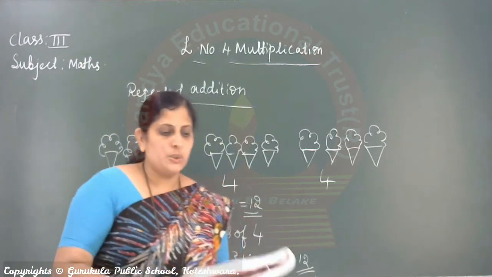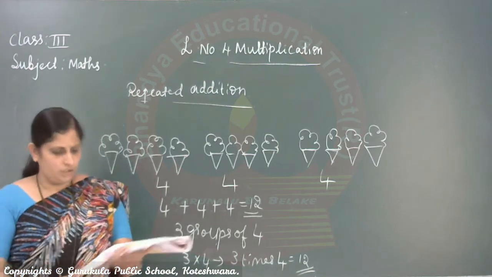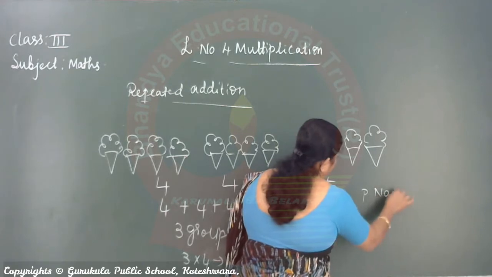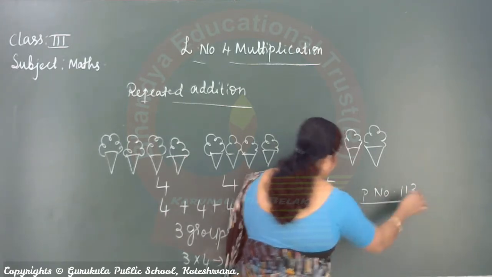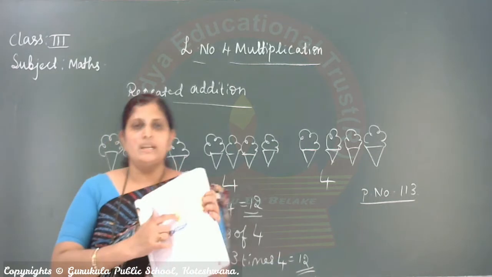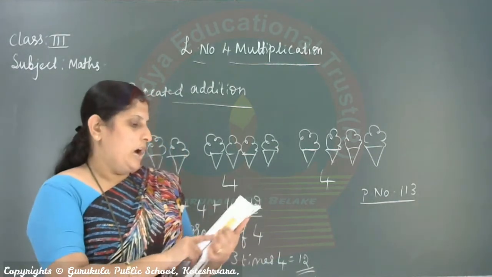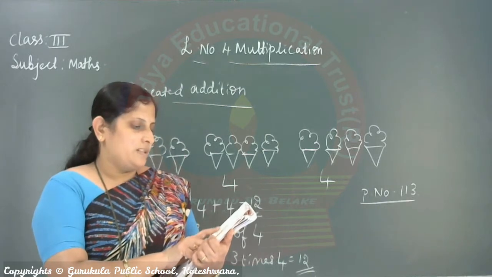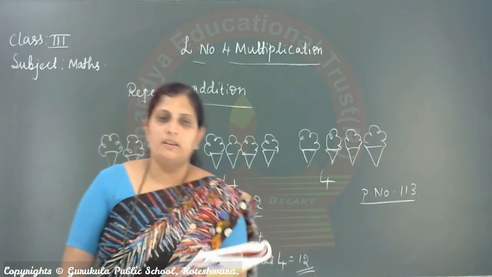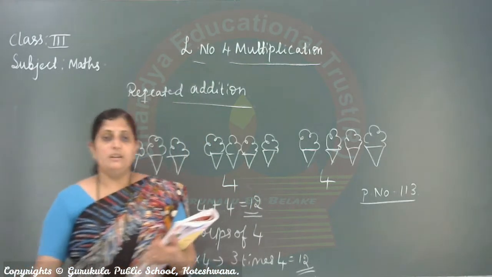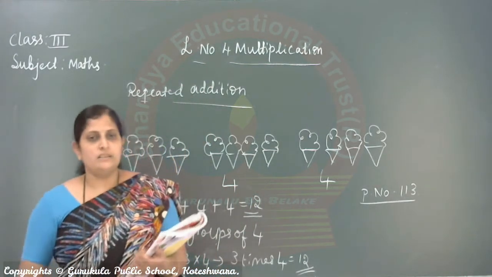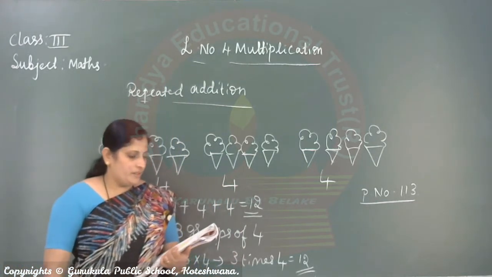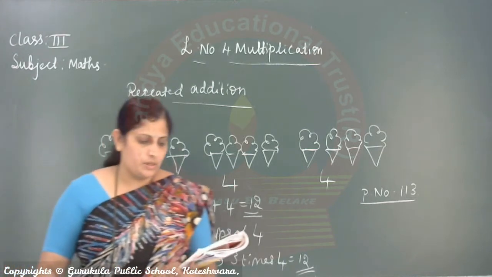Say here, choose the correct answer. In your page number 113, choose the correct answer is given. So, you have to tick the correct answer here. 3 plus 3 plus 3 plus 3. How many times is 3 given there? 4 times 3. Correct? 4 times 3 is given. So, 4 into 3.